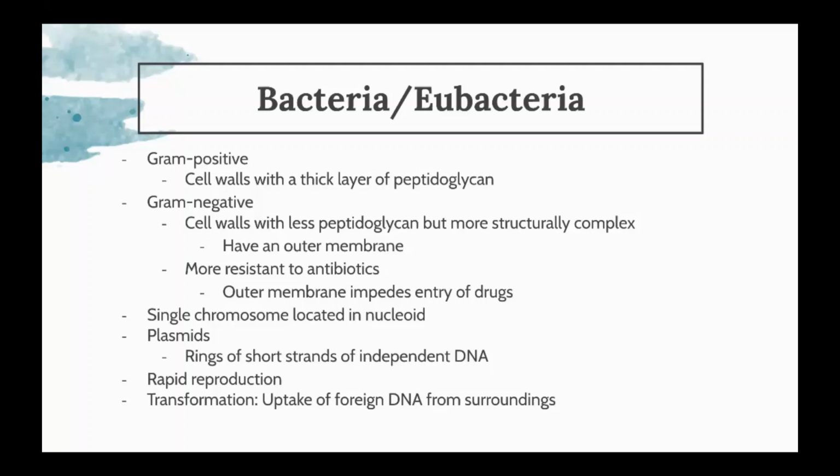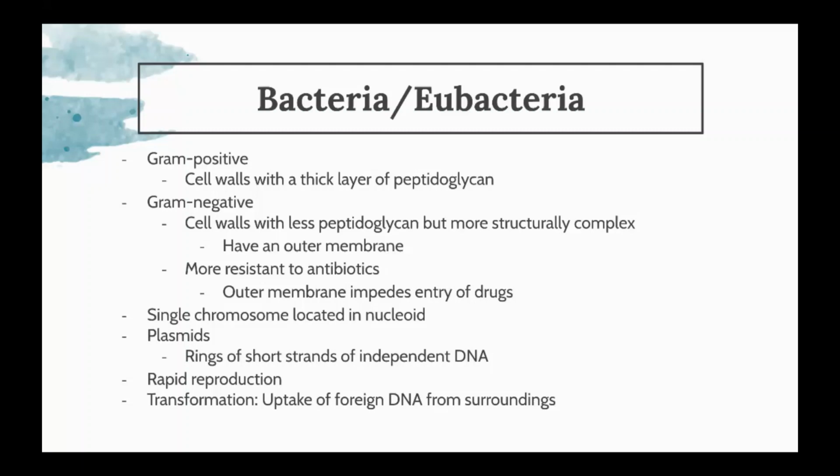Because bacteria are prokaryotes, they have a single chromosome, and that is located in the nucleoid. The nucleoid is a general area where the chromosome is located, because they don't have membrane-bound organelles, so they don't have a nucleus. Bacteria also have plasmids, which are really short rings of independent DNA separate from the single chromosome. What's really interesting about plasmids is that some bacteria can transfer plasmids between bacteria. It's kind of like you can transfer part of your DNA. And so that also leads to rapid mutations and rapid differences in the genome.